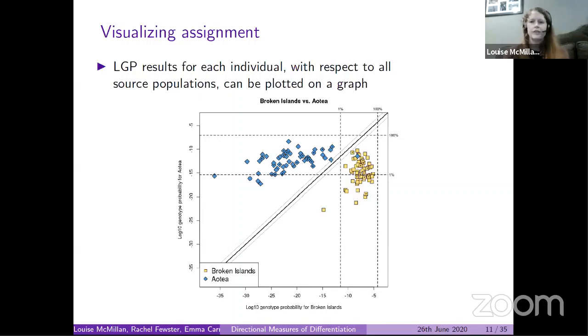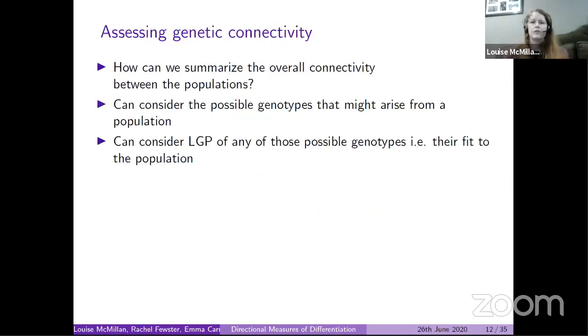So that was the first stage of my PhD. And the next question we asked was, okay, we've got this plot with all the individual rats. Can we get some kind of summary of the overall picture for these populations? Could we, for example, think about all the possible genotypes that could arise from a population and then assess the sort of distribution of all their fits to the population?